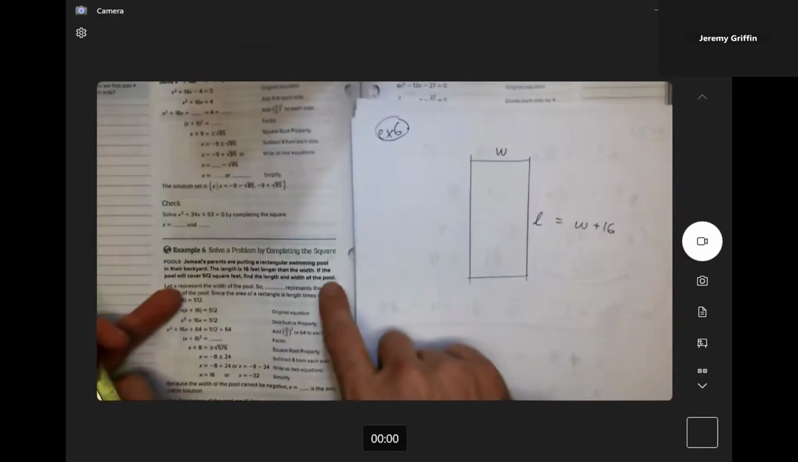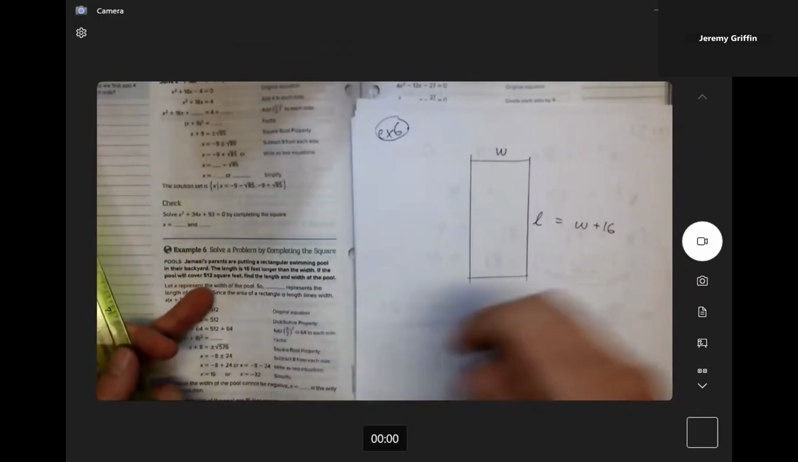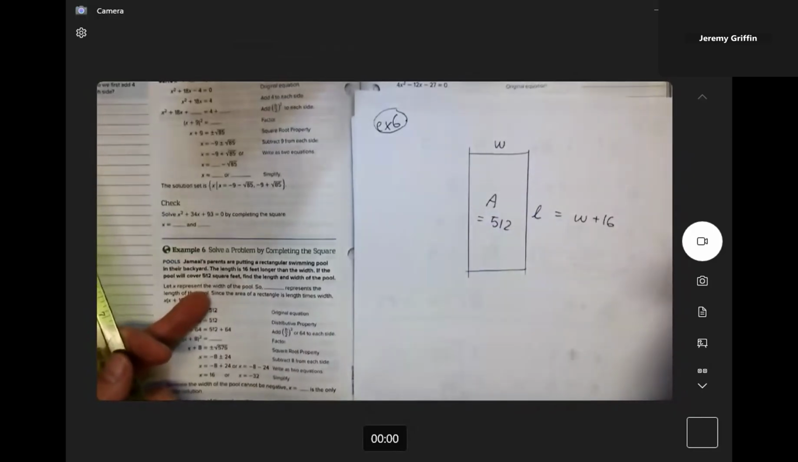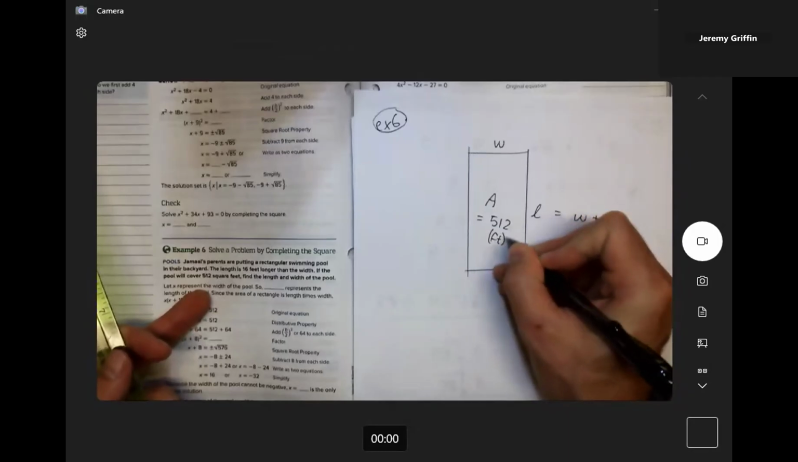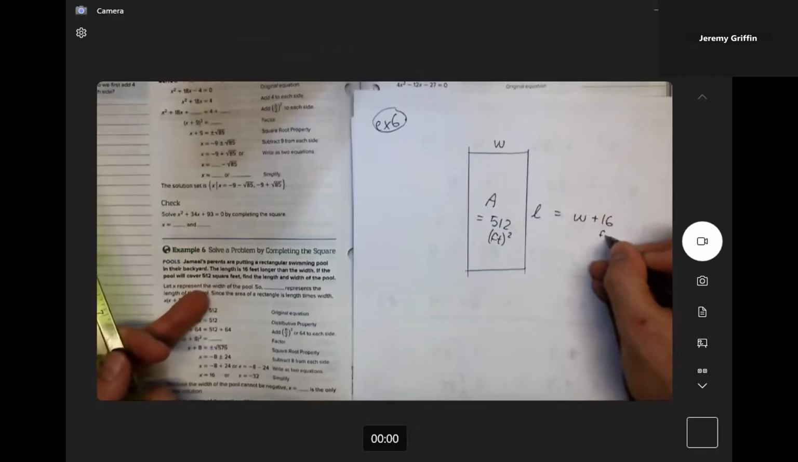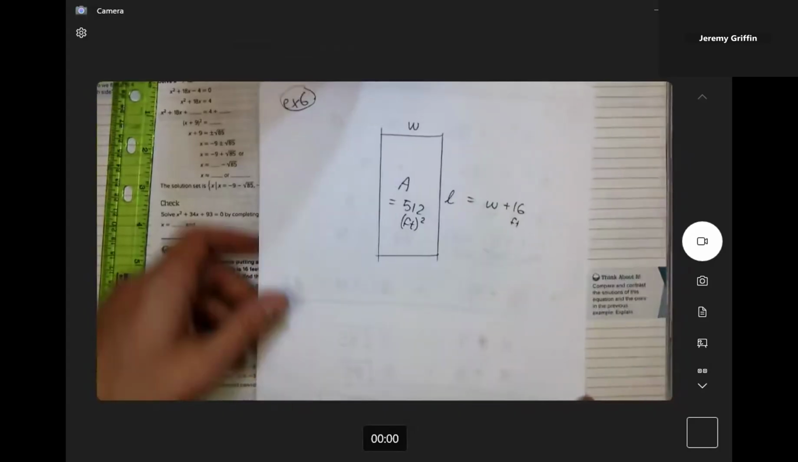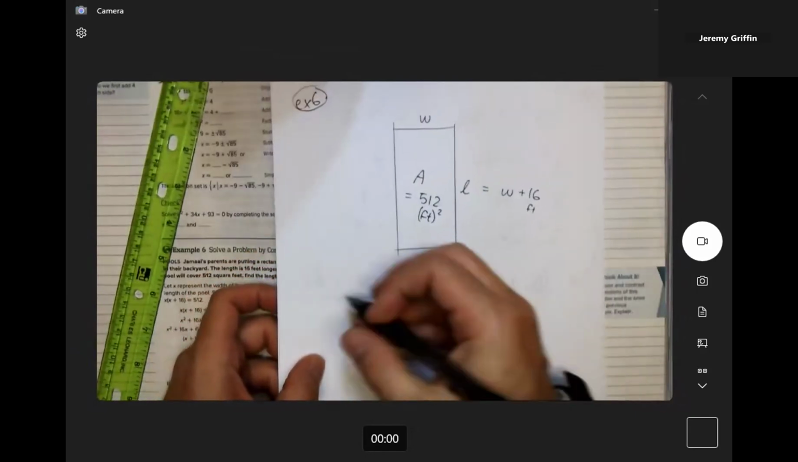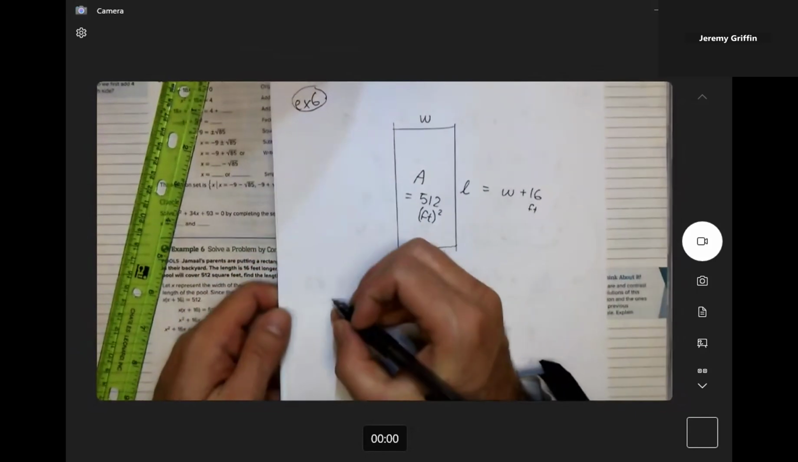If the pool will cover 512 square feet, so area equals 512, square feet with units, right? I guess this 16 would be feet. Find the length and width of the pool. There might be different ways you could set this up, but since the theme of the lesson is completing the square, we could navigate it that way.